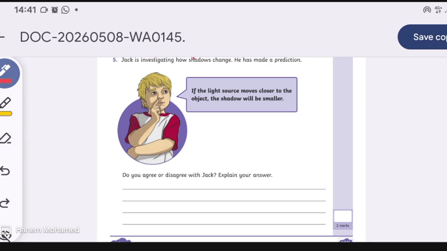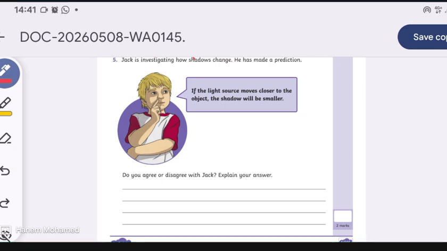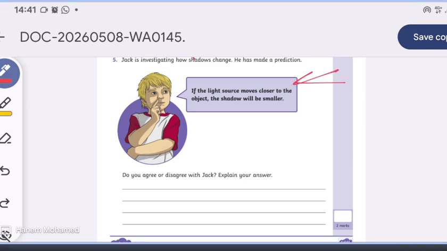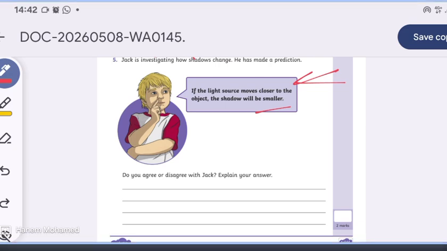Didn't you play in the darkness before? Didn't you put your hand in front of a flashlight and look at the shadow on the wall? Will it be bigger or smaller? It will be bigger when it comes closer and smaller when it goes farther. So now read again. The light source moves closer to the object, like your hand. So will it be smaller or bigger? It will be bigger. So now he is incorrect.